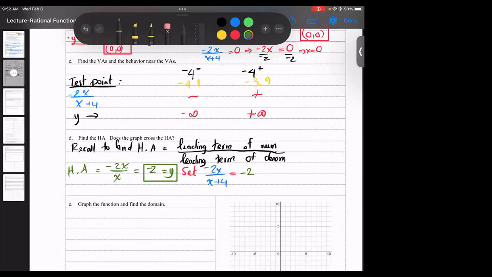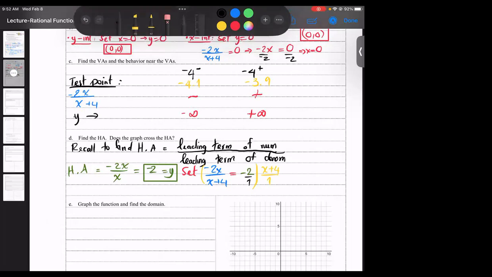What is my LCD here? Yeah, thank you. x plus 4. Usually I like to say x plus 4 over 1, and then negative 2 over 1. I like to put things like that, just to give me a visualization of what is the top, what is the bottom. And then you distribute the x plus 4 into each of those.